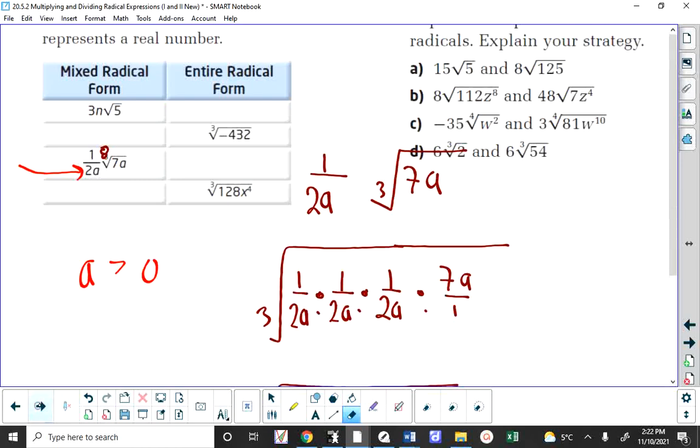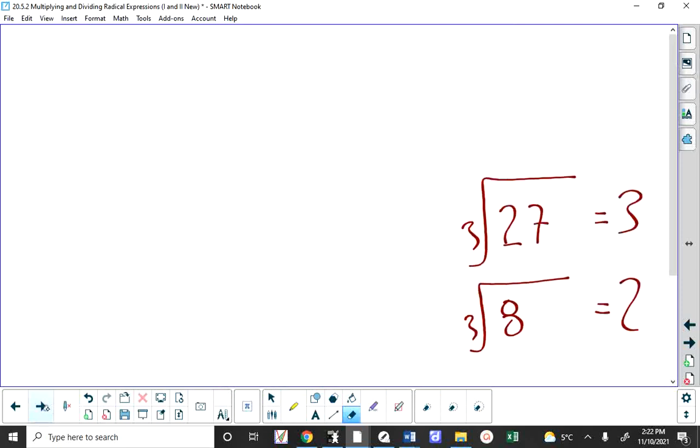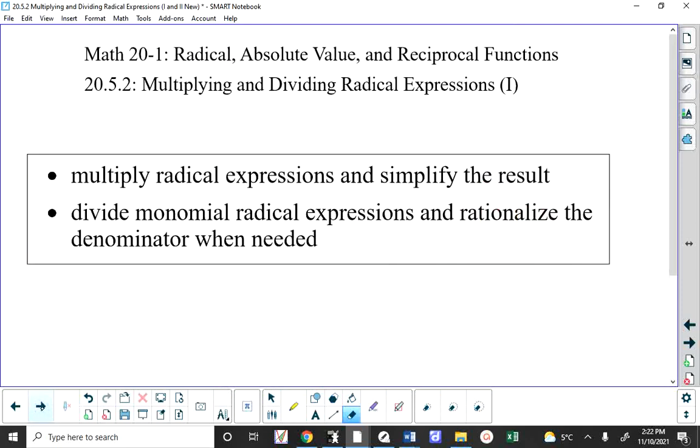All right, then we are going to move on and look today at multiplying radicals. This lesson is 20.5.2, and in your textbook it's called Multiplying and Dividing Radical Expressions, but we are going to be doing this in 3 days, I think. There's 3 parts to this. If I tried to teach you everything in this one section in one day, our brains would explode.